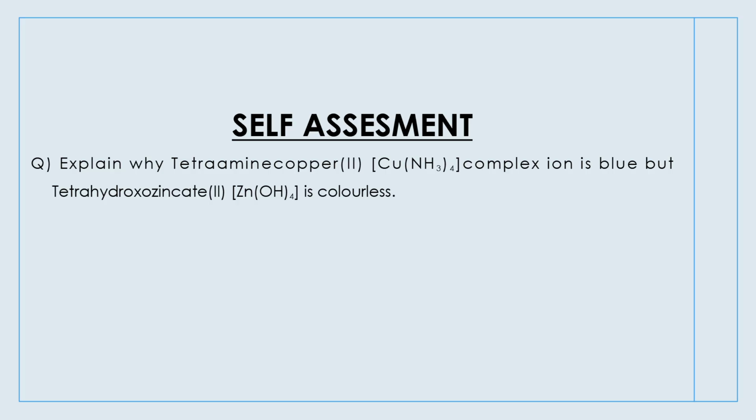Now the question, why is tetraammine copper blue but tetrahydroxozincate colorless? What is the reason? The reason is the same. In the zincate complex there is no unpaired electron. All electrons are paired, so there is no d to d electronic transition, making it colorless. Whereas in copper you have unpaired electrons, so d to d electronic transition is possible, which gives blue color to this complex ion. Simply this is the keyword. You can write it down and you will get full marks.